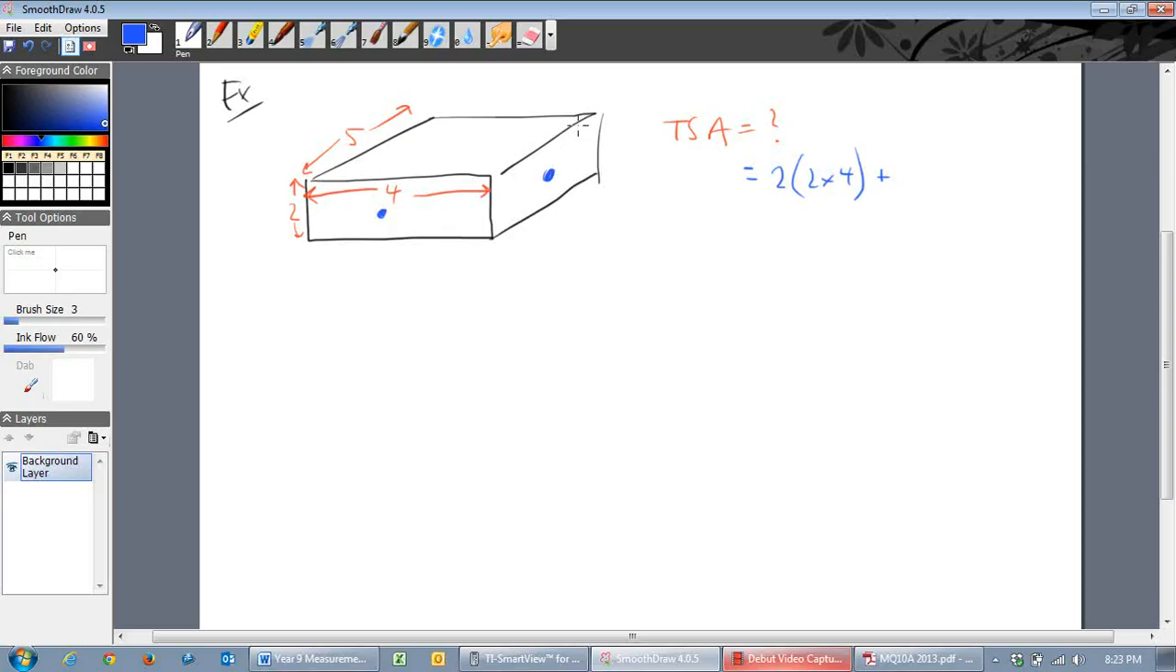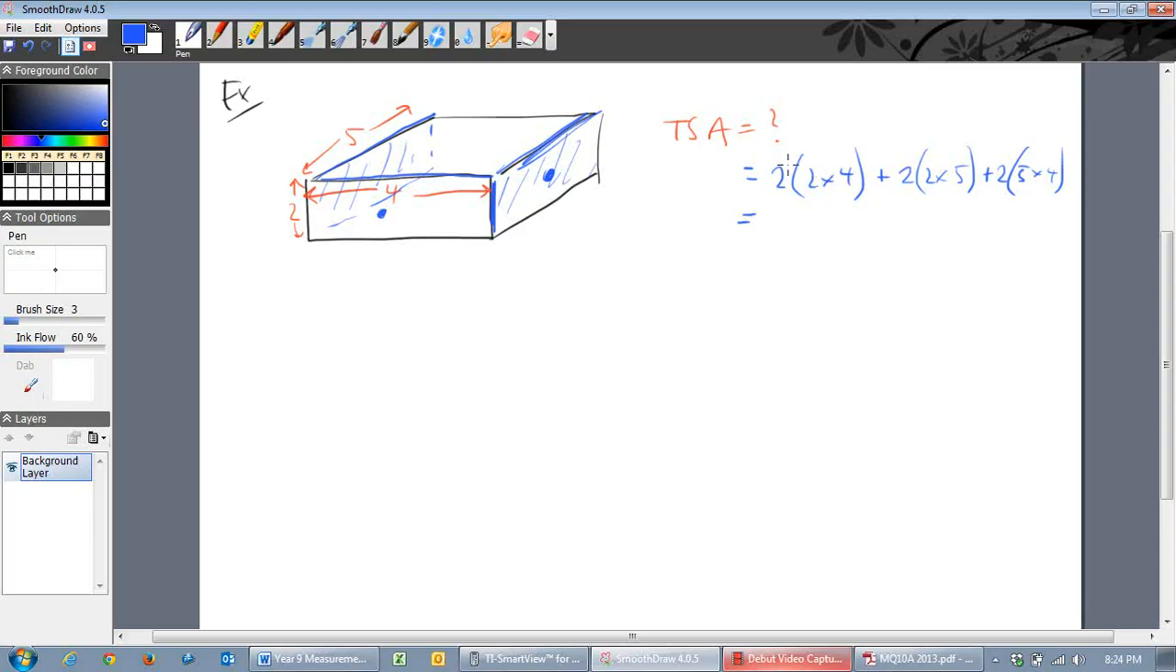How about this face here? What's the area of that face? Well, it'll be this distance here, which is 2, times this distance here, which is 5. So it'll be 2 lots of 2 times 5, because this face over here is exactly the same area as this face here. Plus, the top and bottom have the same area as well. What will that area be? It will be this length here, 5, times this length here, which is 4. So 5 times 4.